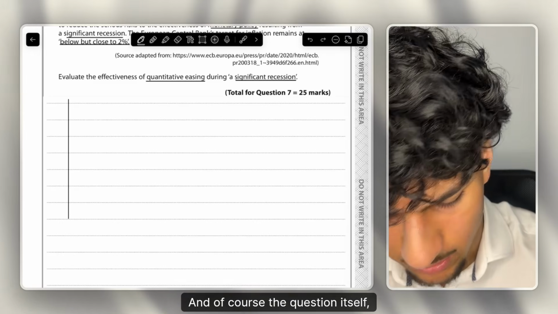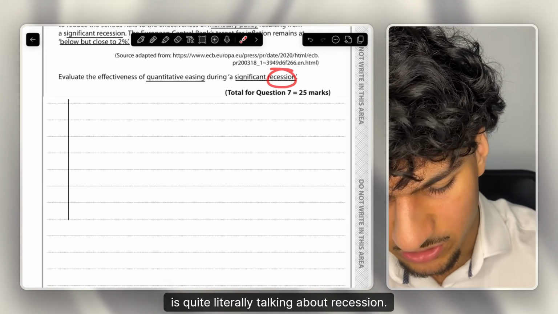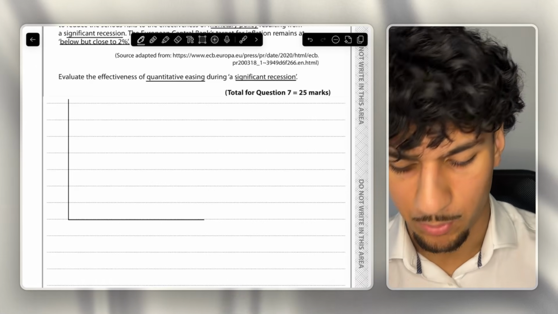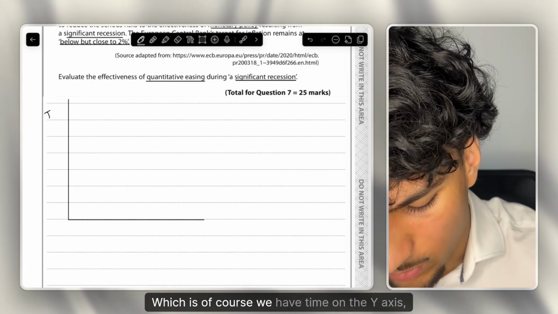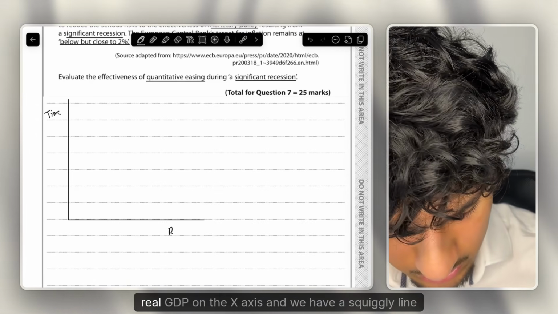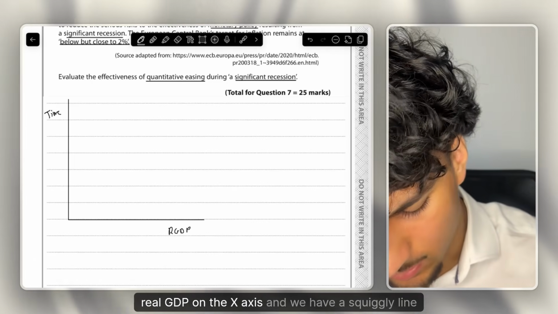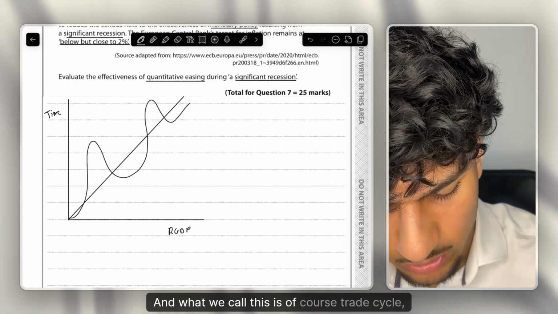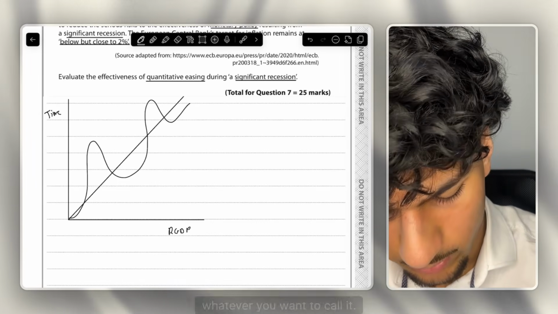And of course, the question itself is quite literally talking about recession. So it is quite clear which diagram is going to be appropriate here, which is, of course, we have time on the y-axis, real GDP on the x-axis, and we have a squiggly line and a straight line. And what do we call this? This is, of course, the trade cycle, business cycle diagram, whatever you want to call it.